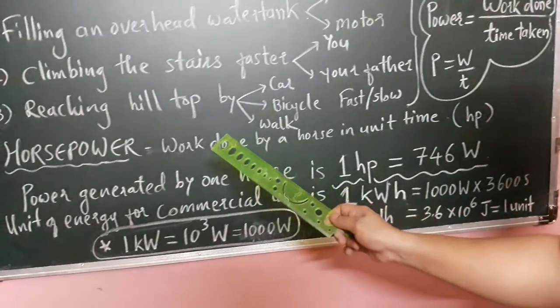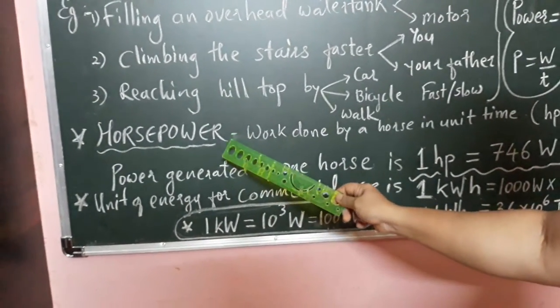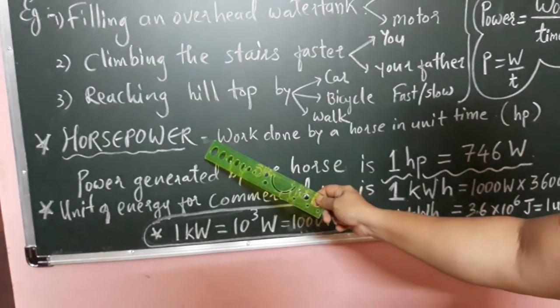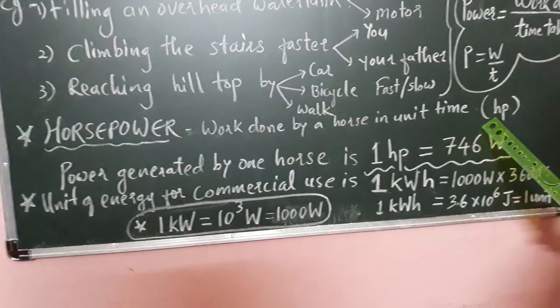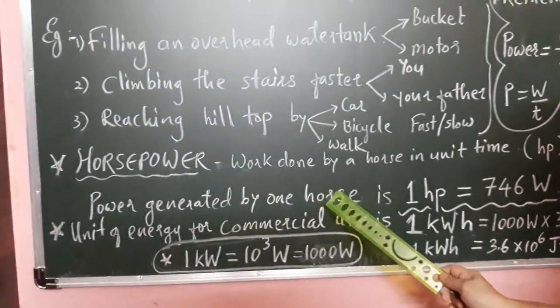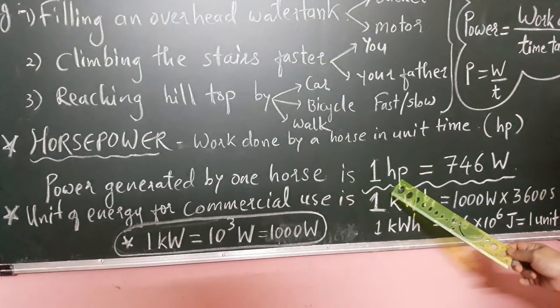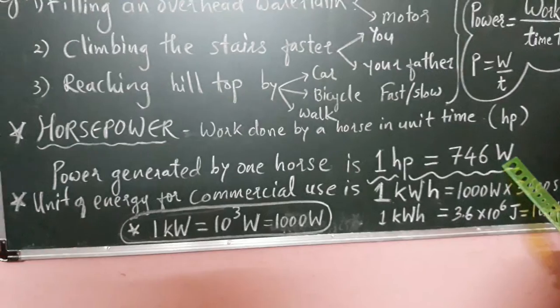Then in industries, the unit horsepower is used, and that is the work done by a horse in unit time. It is indicated as HP, horsepower. The power generated by one horse, that is 1 horsepower, is equal to 746 watt.